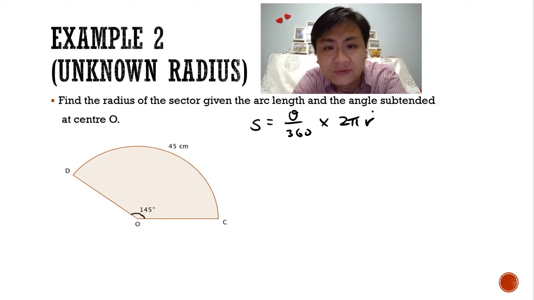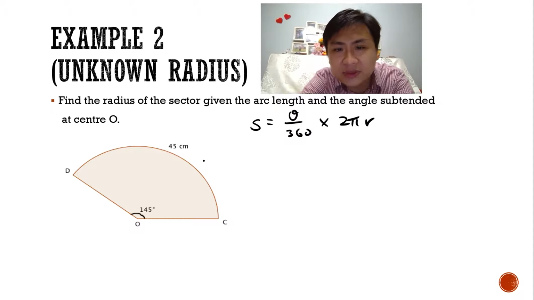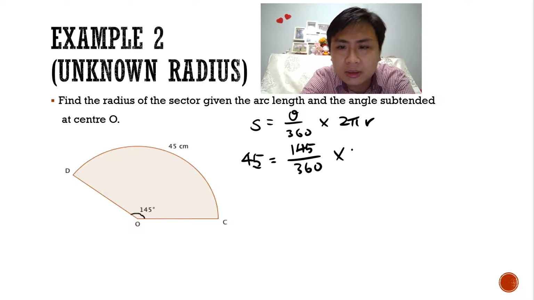We'll fit in all the given values now. So the arc length is 45 cm. We'll fit in the arc length. The subtended angle will be 145 degrees. So we'll put in 145 as well. And the unknown radius, we'll just leave it as it is, as r.